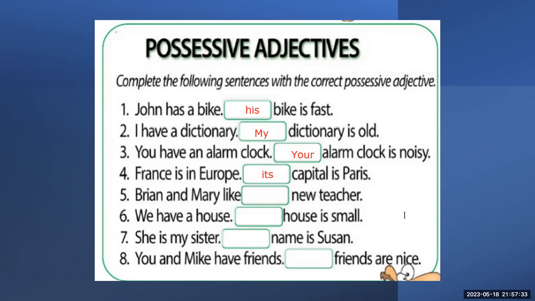Number five, who wants to read it? Brian and Mary like their new teacher. Their new teacher, right? Okay, number six. We have a house. Our house is small. Our. Number seven. She is my sister. Her name is Susan.